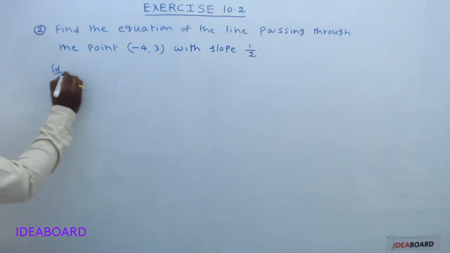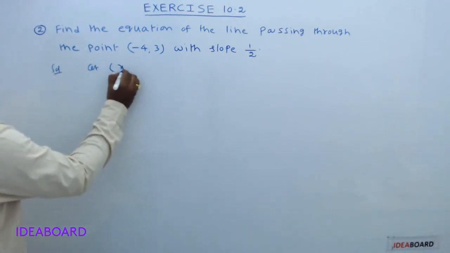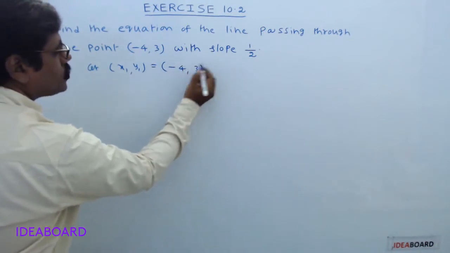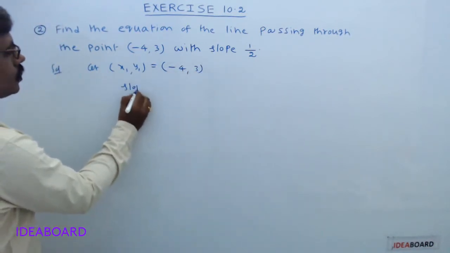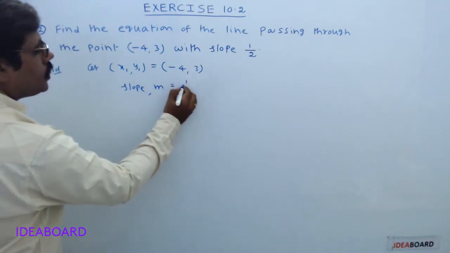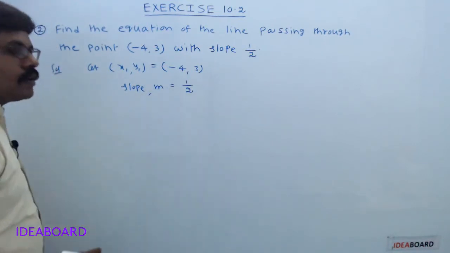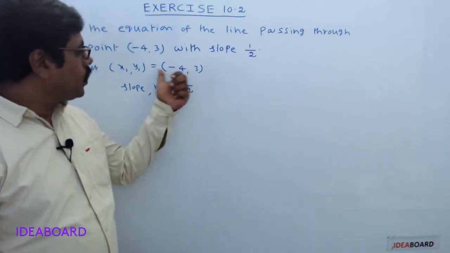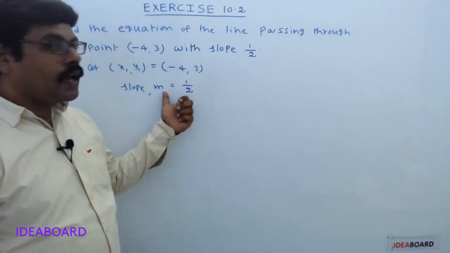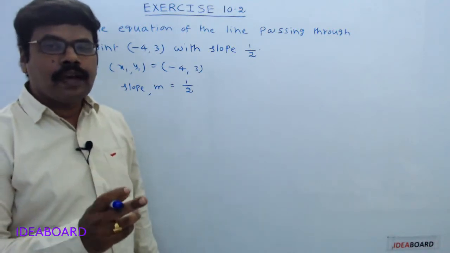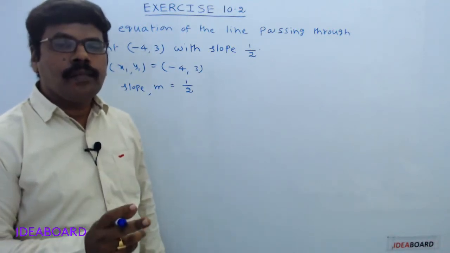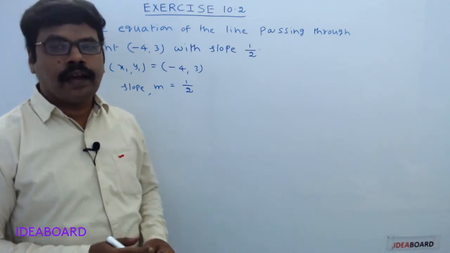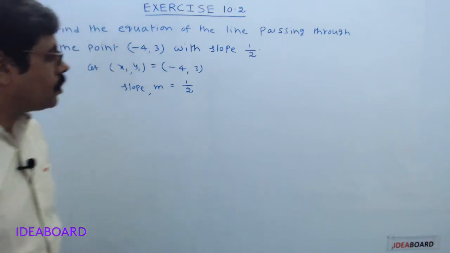So come to the solution. Denote the given point coordinates with x1, y1. Slope is nothing but m. So slope of the required line is given as a half. We know that equation of a straight line passing through a point x1, y1 and having slope m is y minus y1 equals to m into x minus x1, which is also called slope point form. So apply that formula.